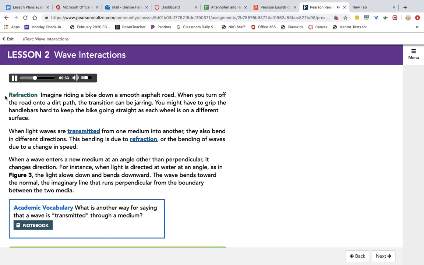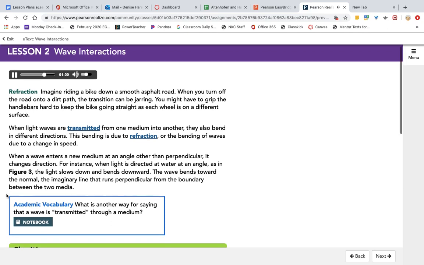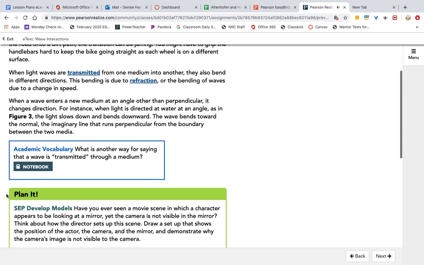When a wave enters a new medium at an angle other than perpendicular, it changes direction. For instance, when light is directed at water at an angle, as in Figure 3, the light slows down and bends downward. The wavefront bends toward the normal, the imaginary line that runs perpendicular to the boundary between the two media. Academic vocabulary. What is another way for saying that a wave is transmitted through a medium?